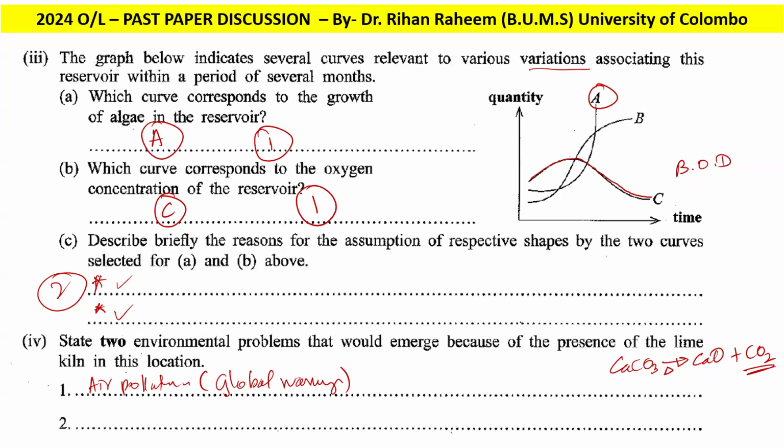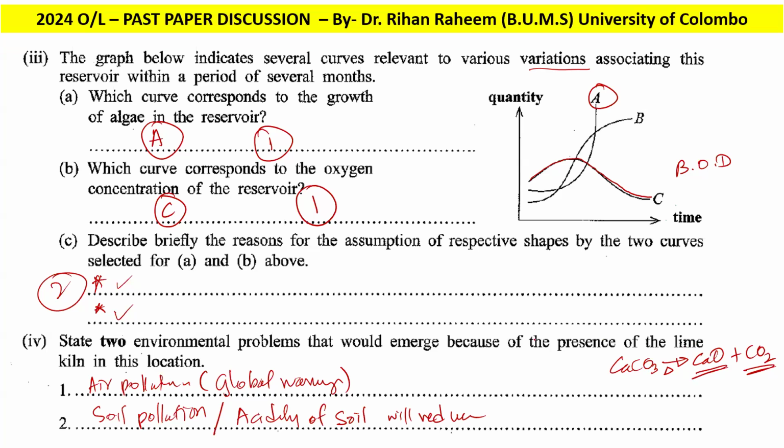And normally in the traditional lime kiln, they use firewood. So therefore, all the firewood particles after burning, they will throw to the soil. So there can be soil pollution, acidity of soil will reduce. Okay. So acidity will become very low because calcium oxide is basic.